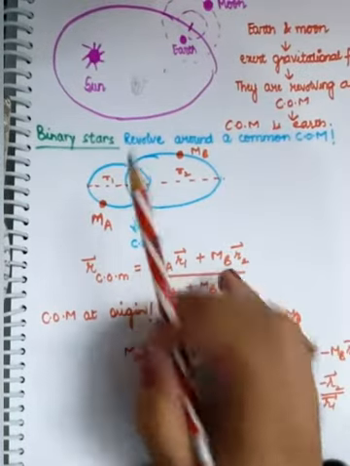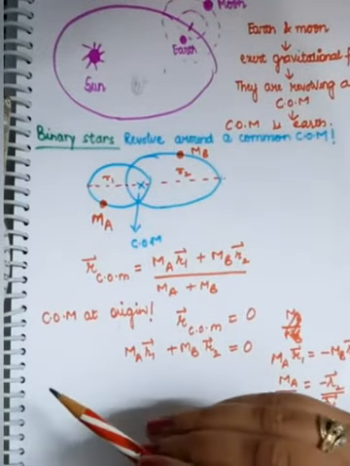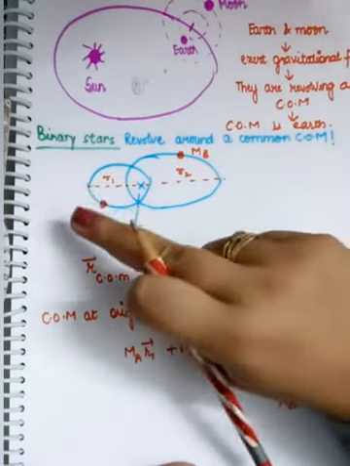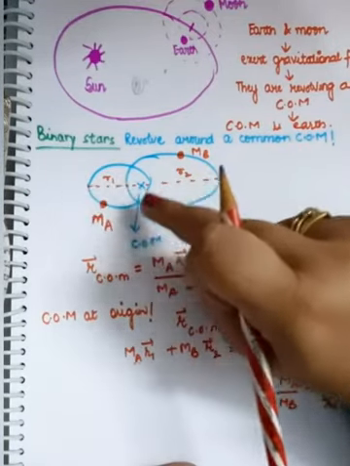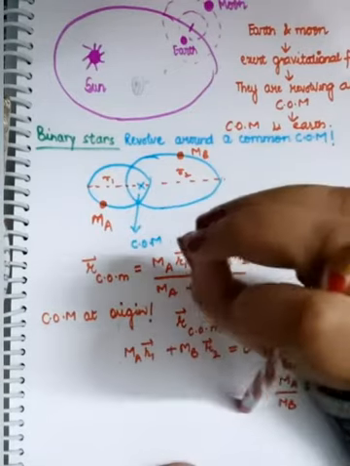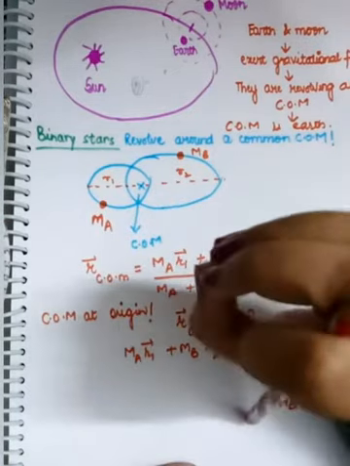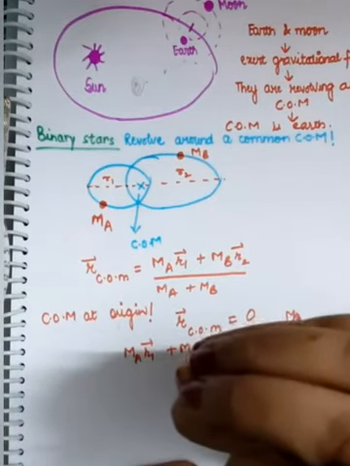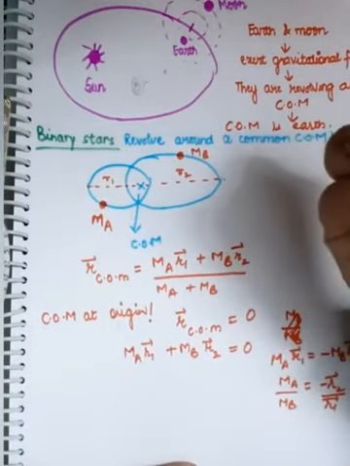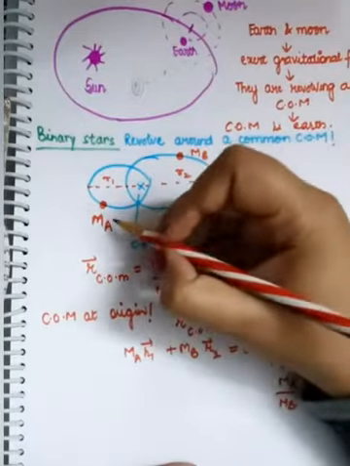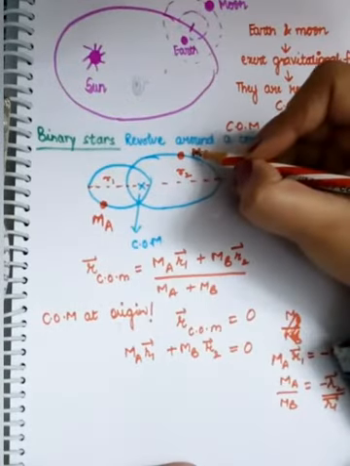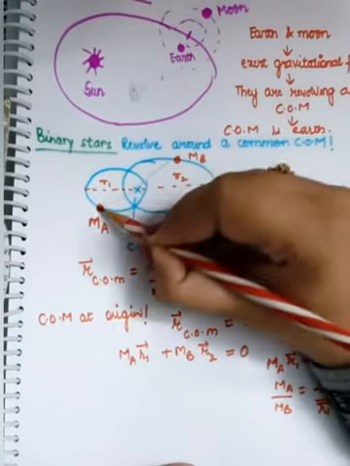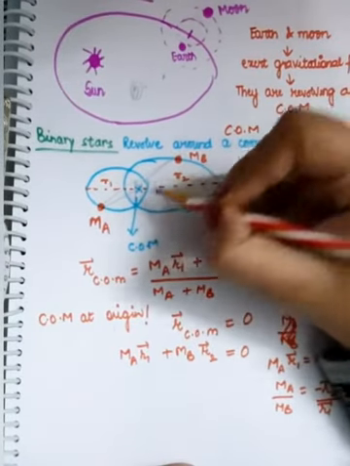Now we'll talk about binary stars. What are binary stars? A binary star is a system of two stars which are revolving in elliptical orbits around a common center of mass, which might not be visible to you. It's just a theoretical point. Okay, so suppose this is the first star, this is the second star. Now this is the line joining these two stars and this is the center of mass.